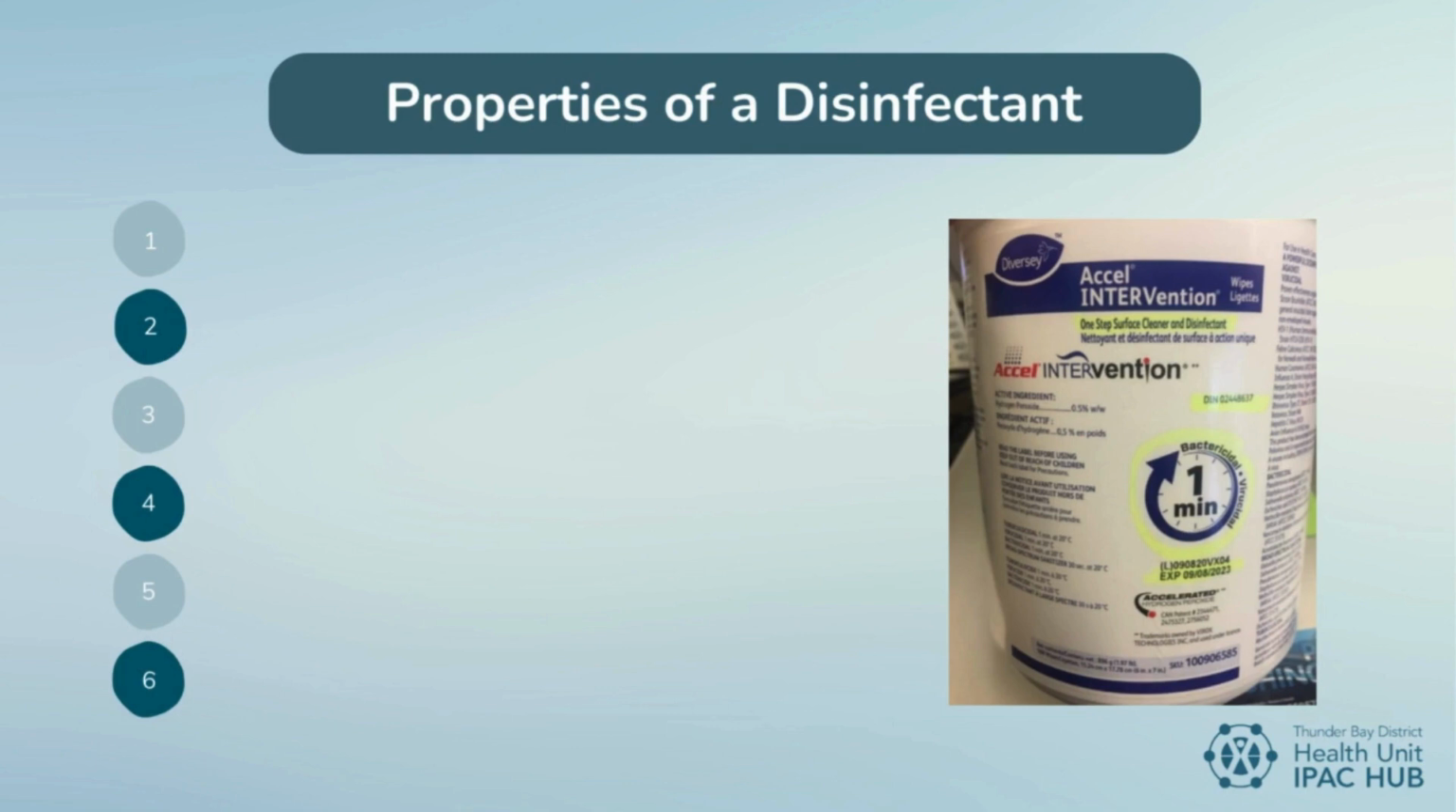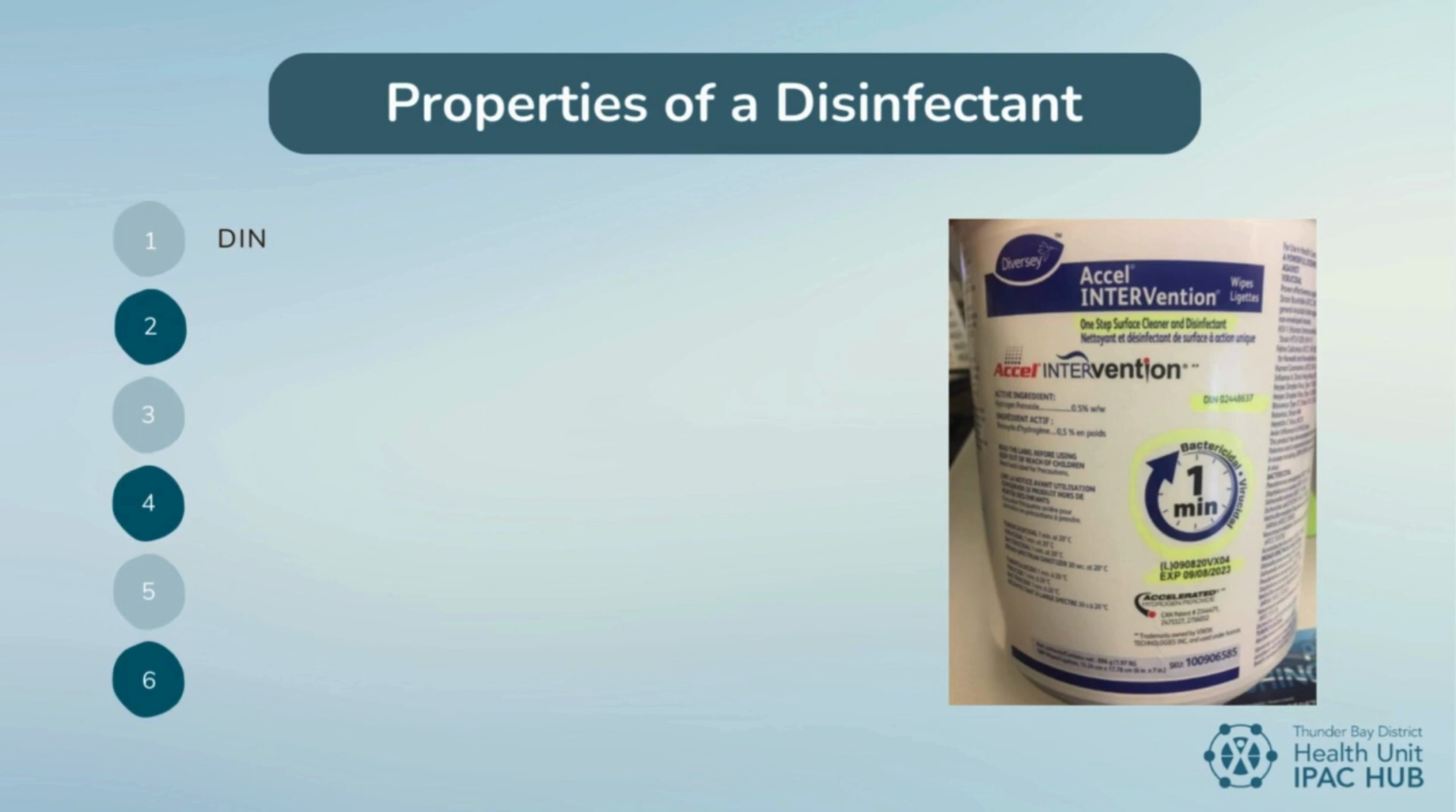Let's move on to properties of disinfectants. Environmental disinfectants in healthcare are most commonly a chemical agent used to destroy or inactivate harmful microbes on surfaces. Disinfectants have very specific properties that anyone using them must be aware of. We are going to review those 6 properties here.